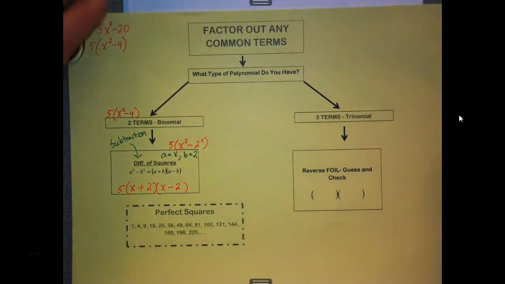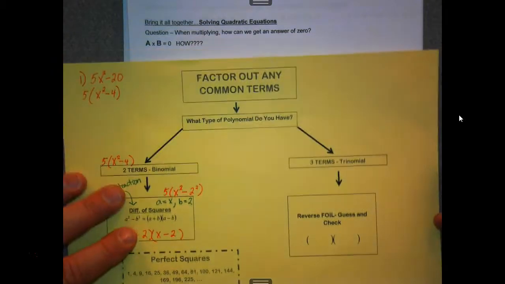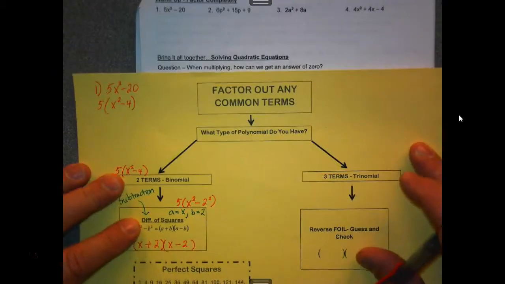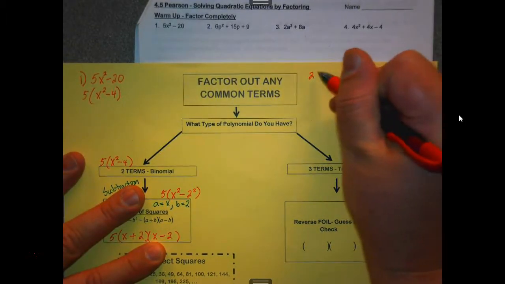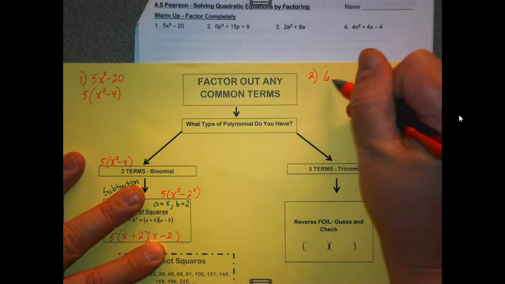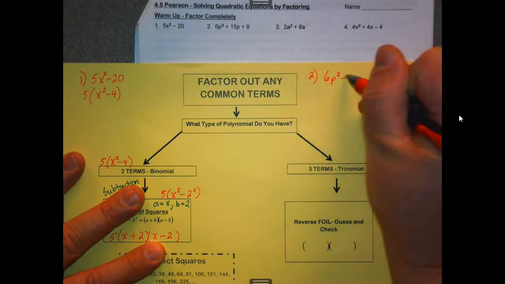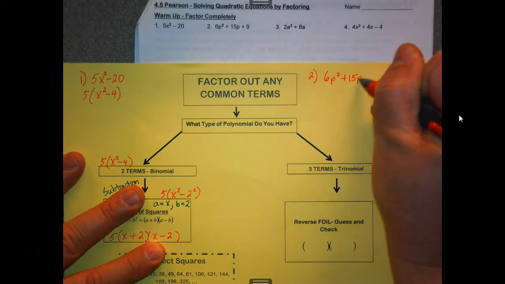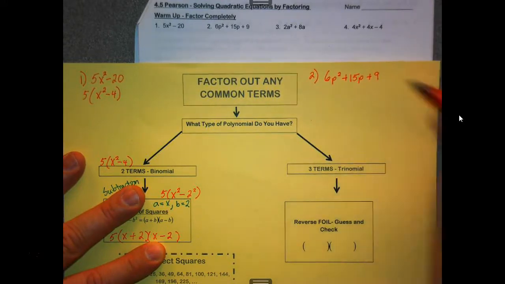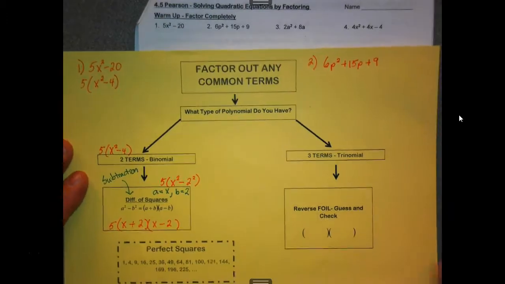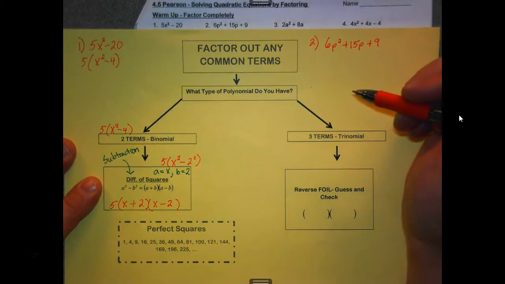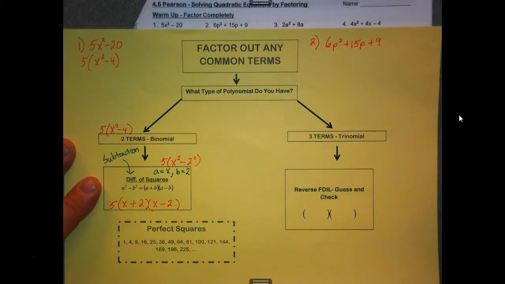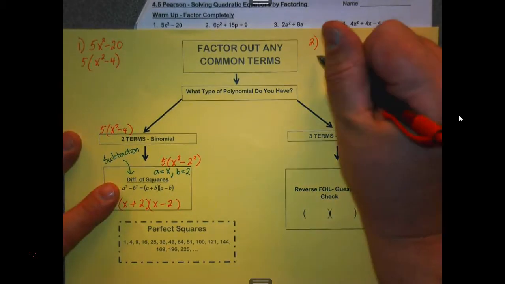Okay, let's look at number 2. I have 6p squared plus 15p plus 9. Okay, let's look at our flowchart. Can I factor out any common terms? Three. Very good. 3.